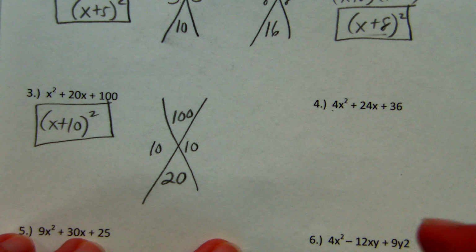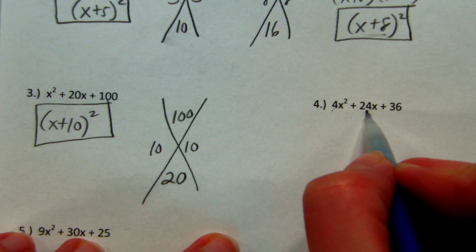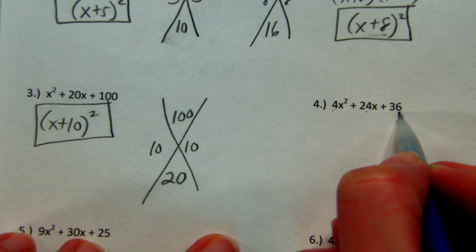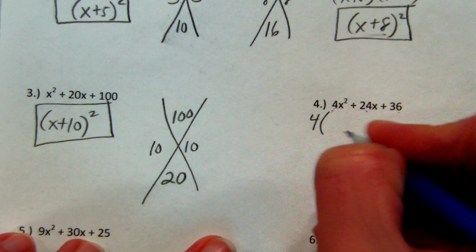So the first thing you want to look for is if you can take out a greatest common factor. So I've got 4, 24, and 36. Will 4 come out of all of those? Yes, so let's do that.